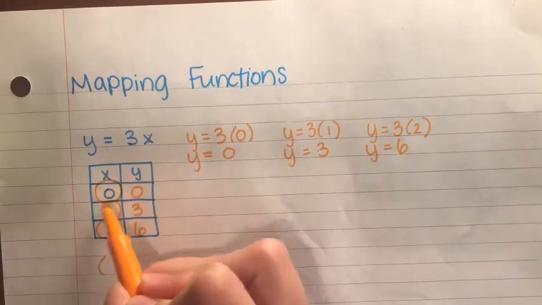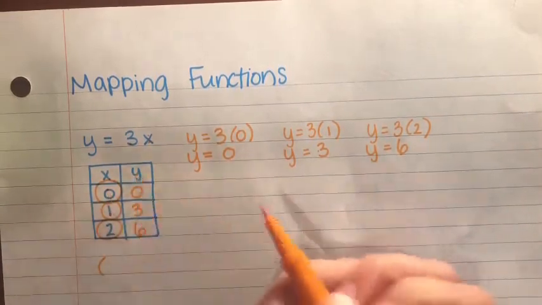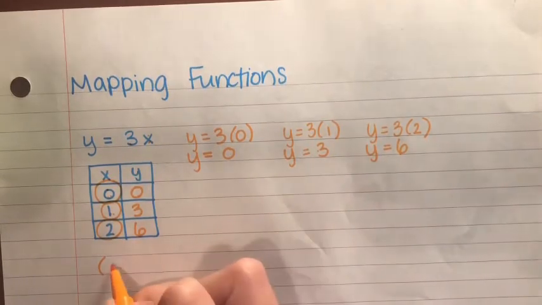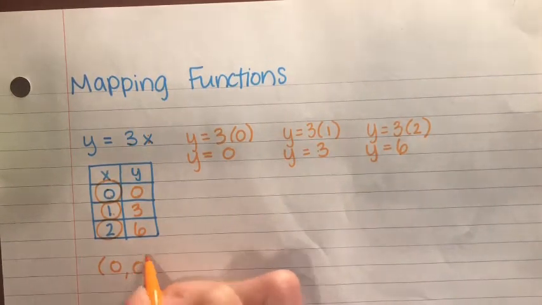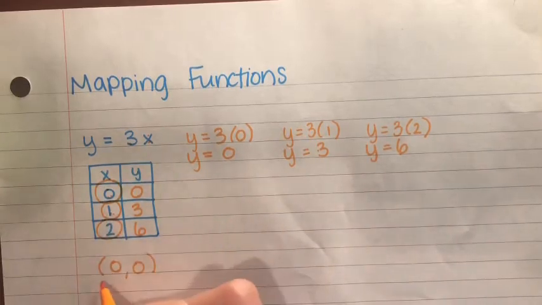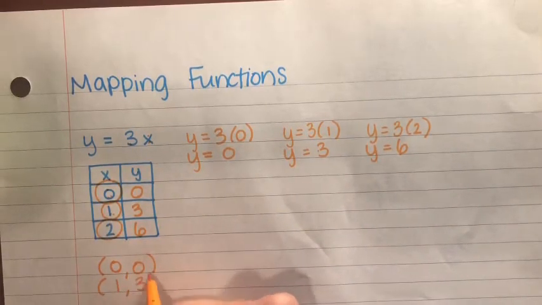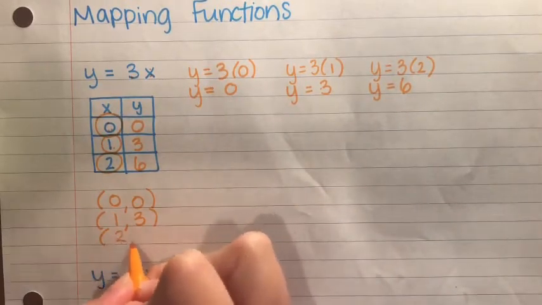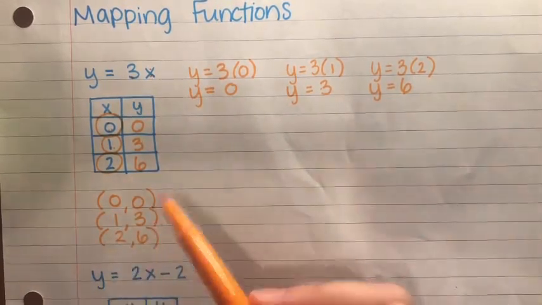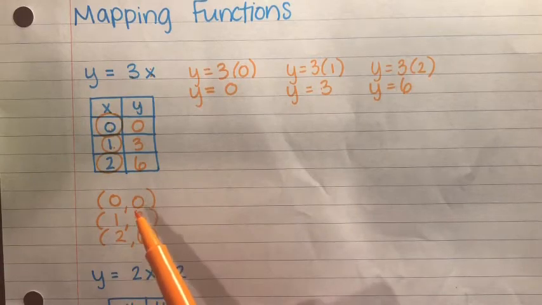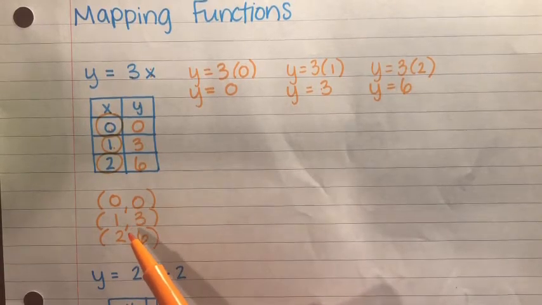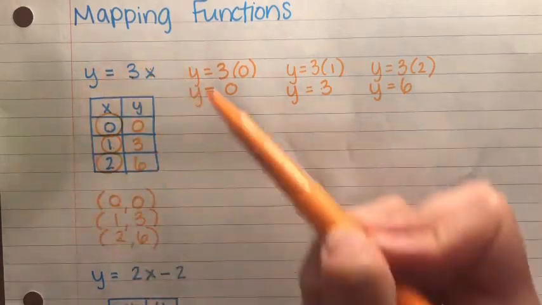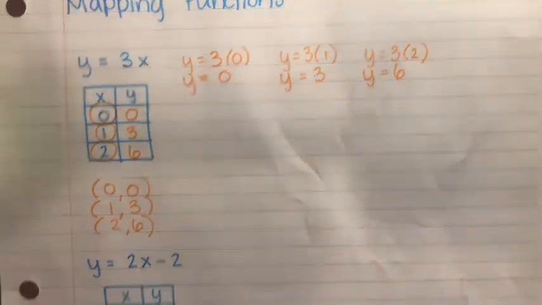So in this first example, when x is 0, y is 0. Remember, in an ordered pair, x always comes before y. So this would be (0, 0). Our next ordered pair would be (1, 3), and our last ordered pair would be (2, 6). And from here, you can take this information and graph it, so we can see what our function will look like on a graph.